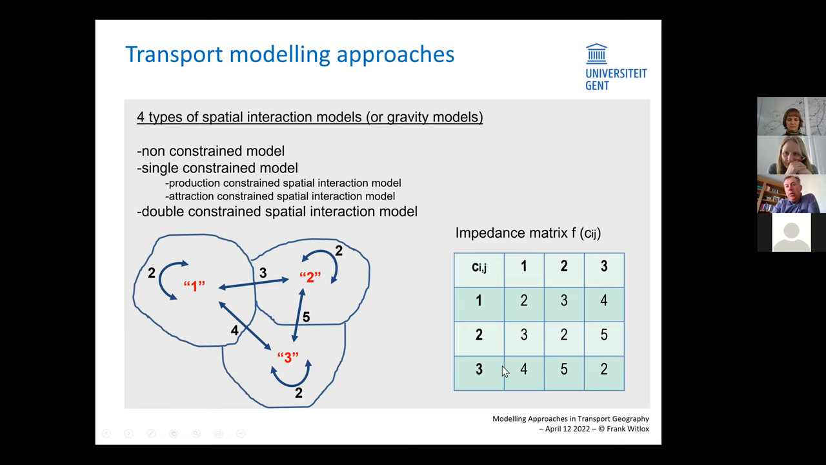And probably where we see the fives here, that will be where the flow between zone three and zone two, or vice versa, between two and three, there will be less interaction, because the impedance matrix in that sense says that it takes me more effort to go from zone two to three, or from three to one, from three to two, I should say.